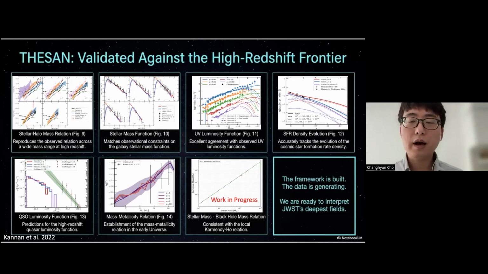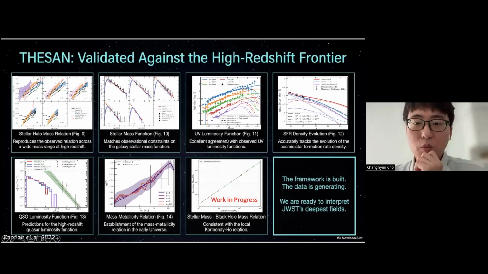And also, I really highly recommend you use the simulation data and compare with the observation, because whenever you find some discrepancy, that's the chance to study more. That's the part where some physics is missing or our understanding is not correct, and that's the part we need to study and make better.